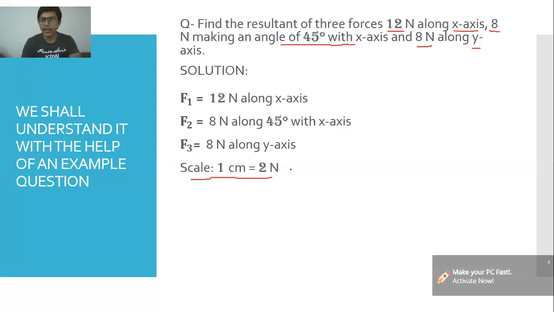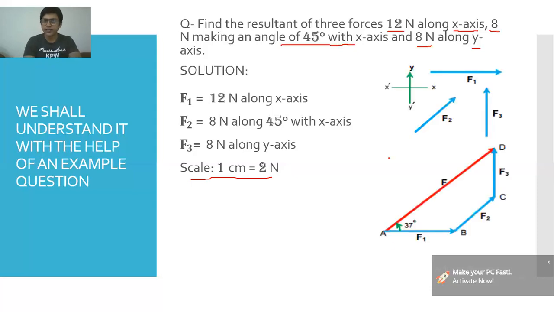Okay, now in this figure, you could see that first you should be very well aware of what is x-axis, what is y-axis. Okay, so this is positive x-axis, this is positive y-axis, this is negative x-axis, and this is negative y-axis. So for the first force, which is 12 Newton along x-axis, this is the first force. 8 Newton making 45 degree angle, this is the second force. And third force, which is F3 along y-axis, this is the third force.